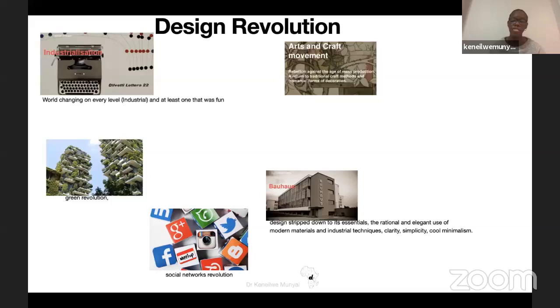And of course, now we are in the age of social networks and social media, where it's about connecting us in different parts of the world and bringing people together using technology. And of course, there's also the Green Revolution as well, where it's about bringing nature into the living spaces or the environment, or making sure that we live in unison with nature, and design plays a critical role in those spaces as well.